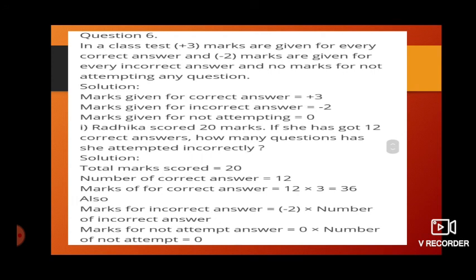Now see here. Total marks scored by her is 20. The number of correct answers is 12. So marks for the correct answers: each correct answer carries plus 3, so 12 into 3 is equal to 36. Now, marks for incorrect answers: minus 2 into the number of incorrect answers, which we don't know. For not attempted, 0, so 0 into the number not attempted, we will get 0 only.